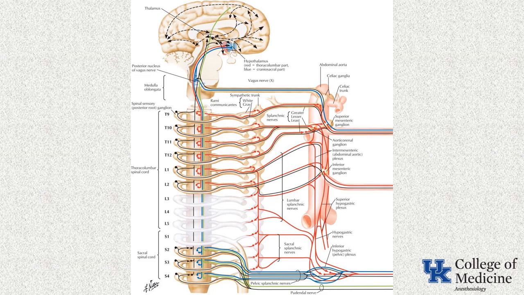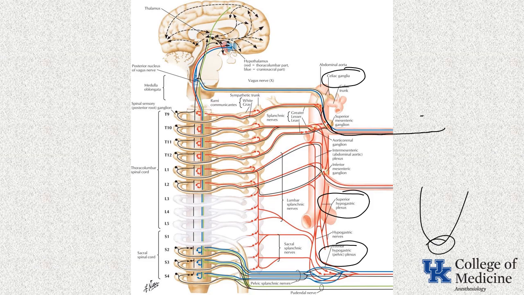This is a drawing from Netter's with the same anatomy. So we have a visceral organ, these general visceral afferents, which are represented by the black line, travel in a synapse and certain ganglia. And these targets for plexus blocks are the celiac ganglia, the superior hypogastric plexus, the inferior hypogastric plexus, and the ganglion impar, which is the caudalmost ganglia of the sympathetic nervous system.